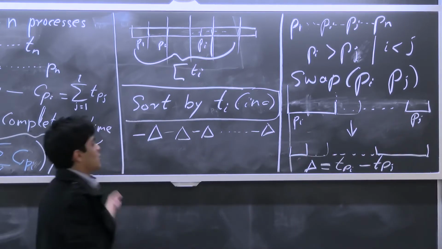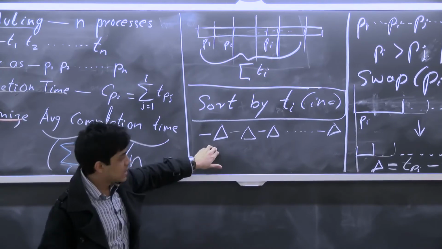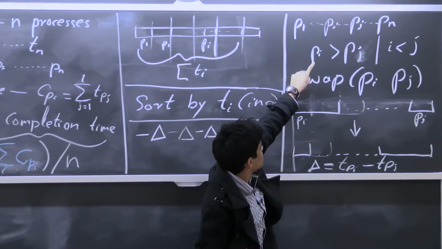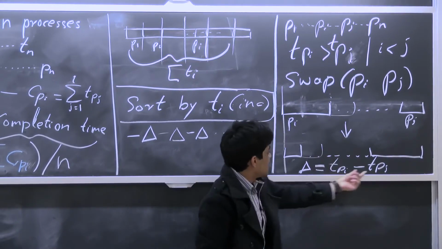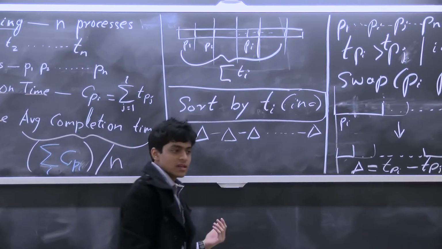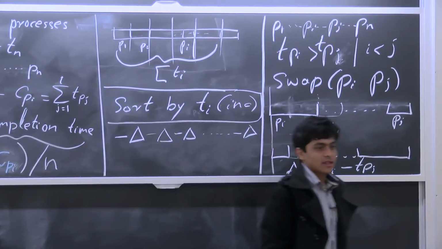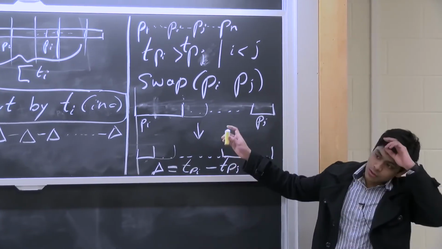But that's not even important. What is important is that just by swapping, you're going to get at least one minus delta. And delta is positive because the assumption was that T of Pi minus T of Pj is positive. So just by swapping, you're always going to decrease it. So the claim that the sequence was an optimal solution is wrong. You can always do better by swapping inversions.